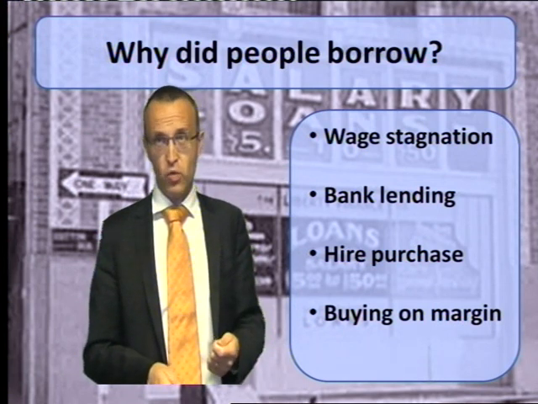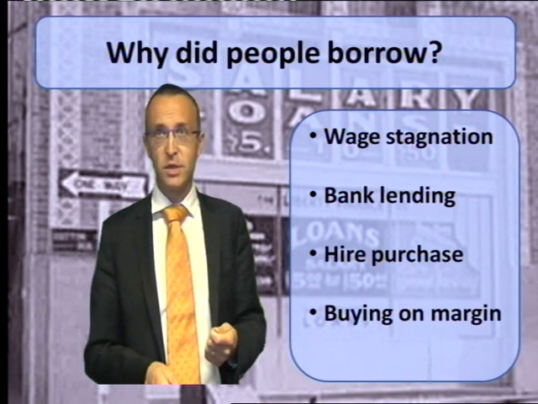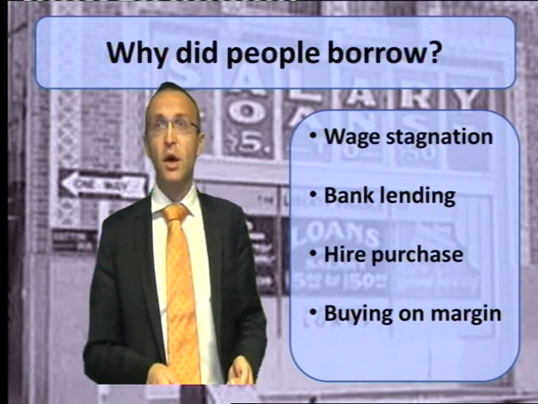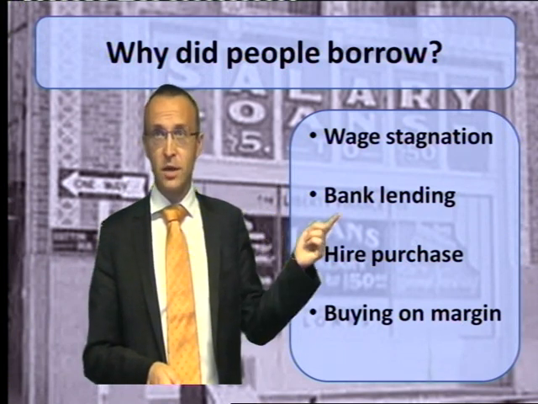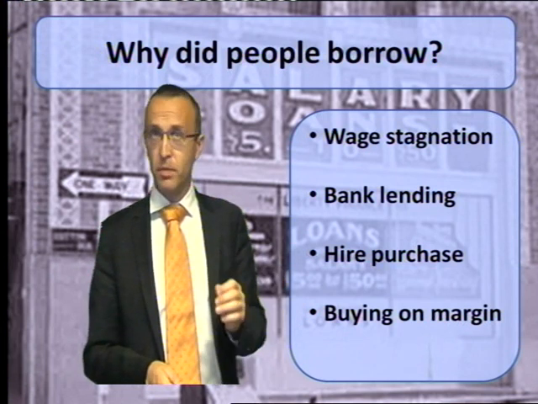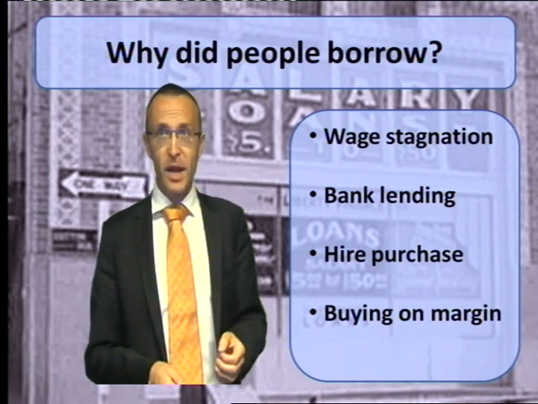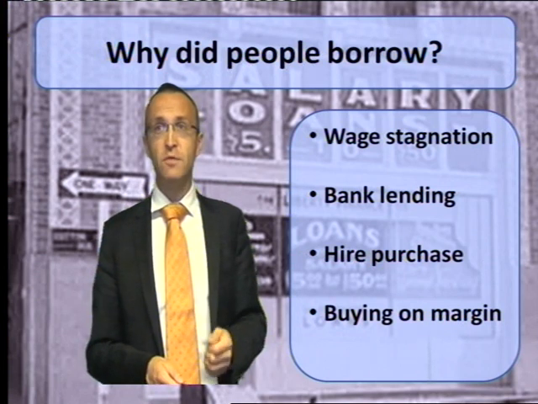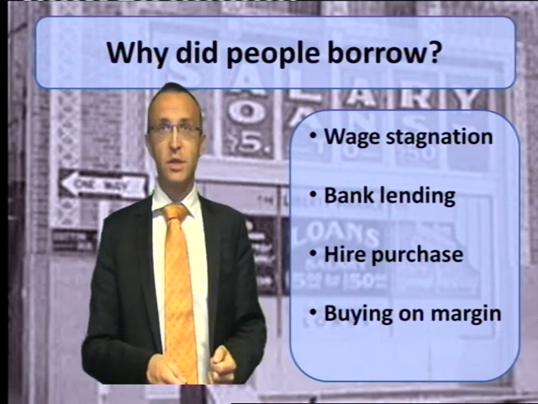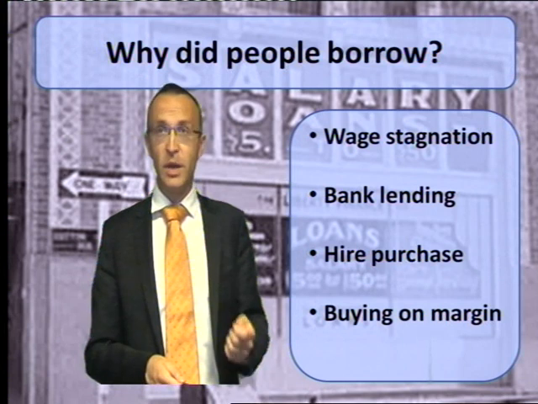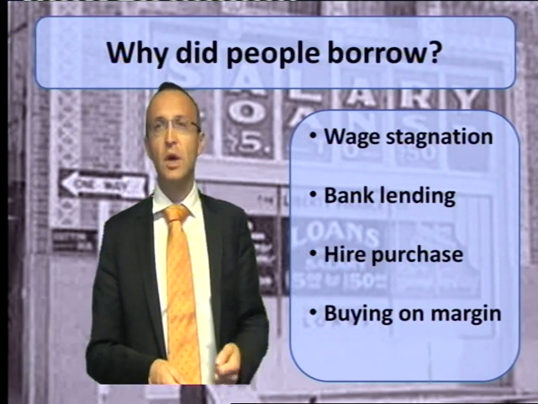There were a number of different ways in which you could borrow money in the 1920s. There was traditional bank lending, and traditional bank lending, as it says here, could be in a number of forms, but most obviously mortgages. Banks in the United States lent mortgages very indiscriminately in the 1920s. It was very easy to borrow money, and people did in very large numbers.